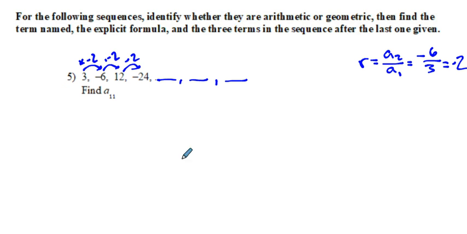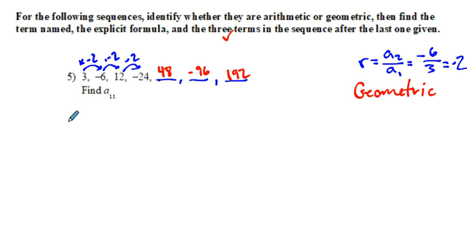And if we continue to follow this pattern, times negative 2 would get us to a positive 48, then a negative 96, and then a positive 192. So next 3 terms, done. Now we want to find the term named in the problem. Oh, also this is geometric. I said it, didn't write it, but it's geometric.